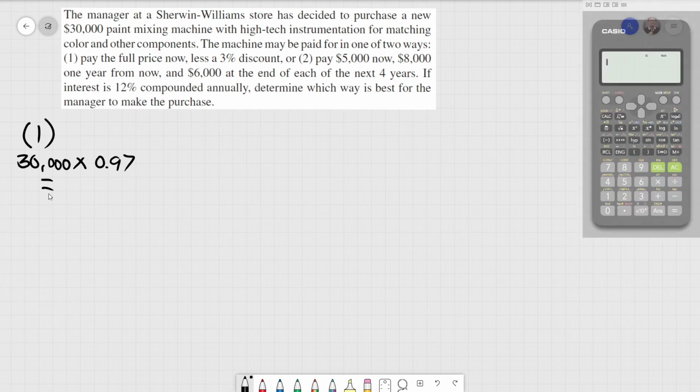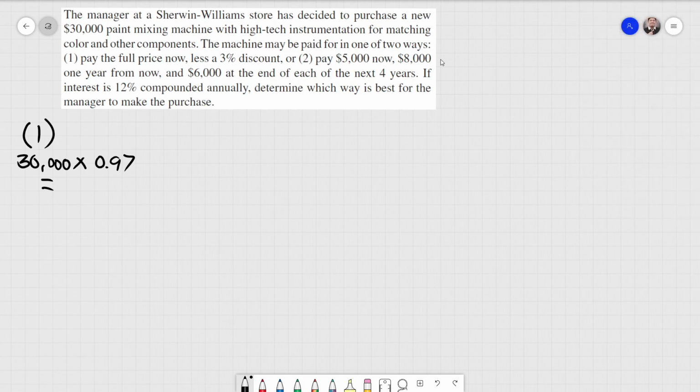So that is equivalent to 30,000 times 0.97. So, $29,100. So, ang babayaran nyo na lang dito sa first scenario ay $29,100. Ngayon, yung second choice niya is magbayad siya ng $5,000 now, $8,000 1 year from now, and then $6,000 at the end of the next 4 years.